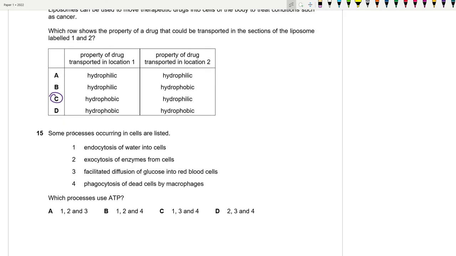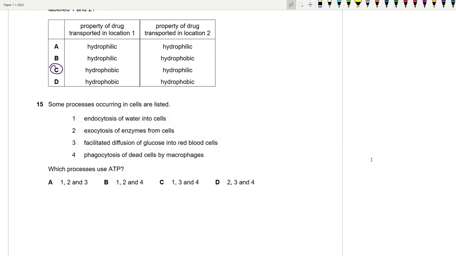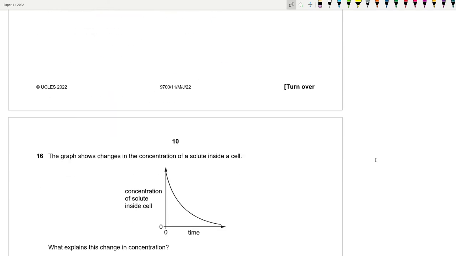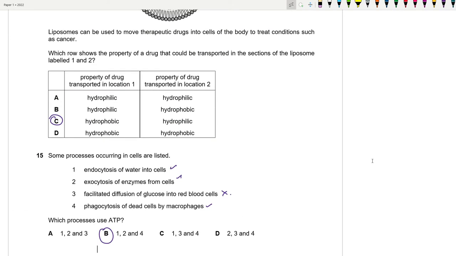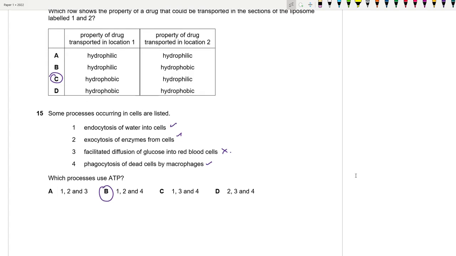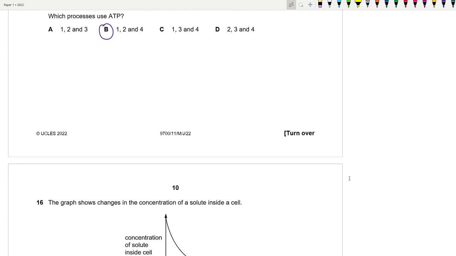Some processes occurring in cells are listed, which use ATP. This uses ATP, this uses ATP. Facilitated diffusion is a passive process. Phagocytosis requires ATP. So it's actually 1, 2, and 4. 15 should be B. Okay. Diffusion, normal diffusion and osmosis are passive. Active transport and all bulk transports actually require energy.